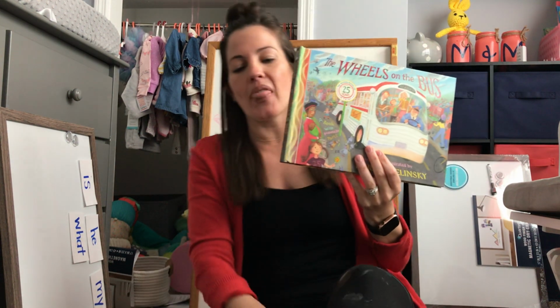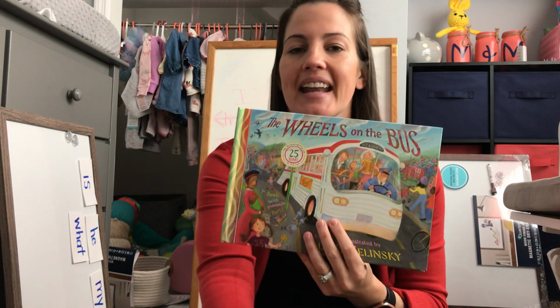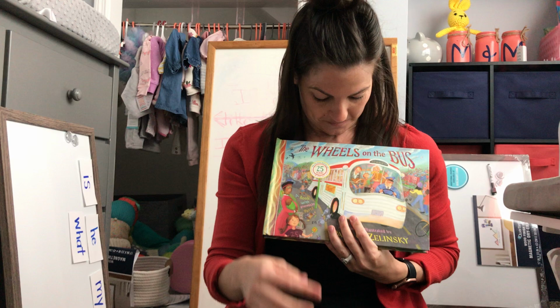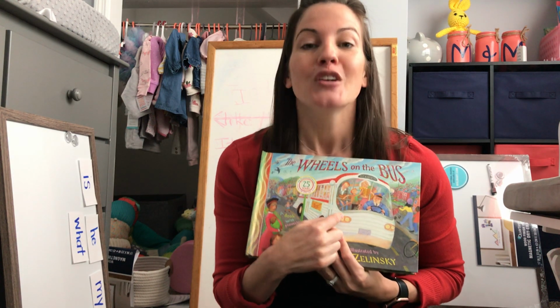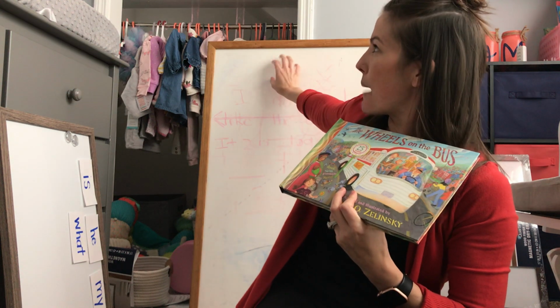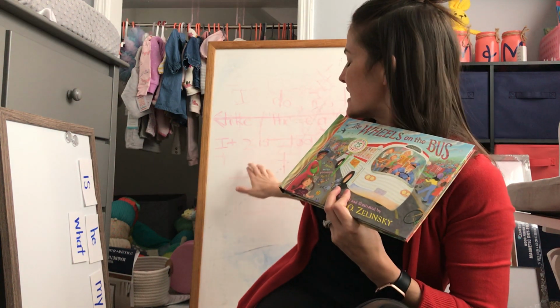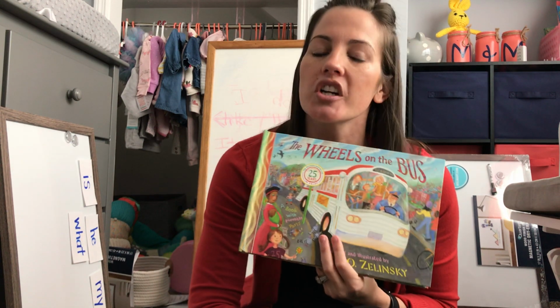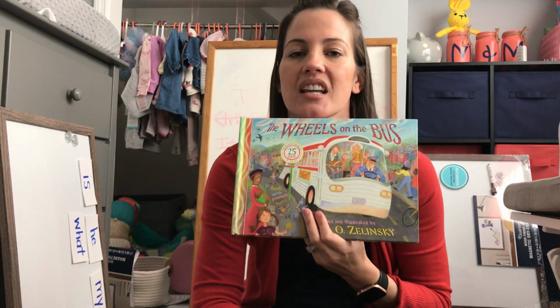Okay, so we are going to read The Wheels on the Bus today. I'm going to go ahead and give you the main topic. The main topic is the bus. Okay, so if we were at school, we would have our list with the main topic at the top and then each of the details we're going to share. Since I cannot hear you, we're going to talk through the key details together, okay?